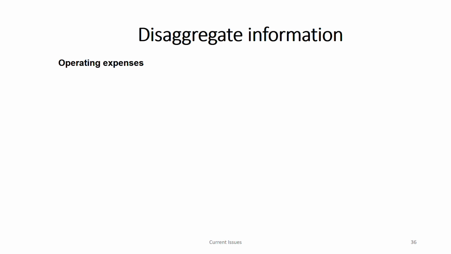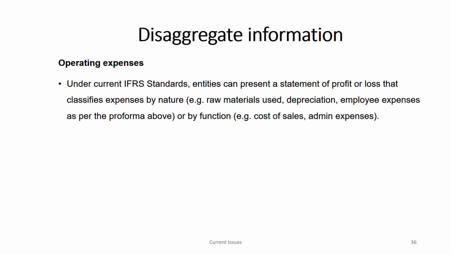One, operating expenses. Under operating expenses, you can disaggregate in two ways. One, by function, such as cost of sales, admin expenses, distribution expenses. Other, by nature, for example raw materials used, depreciation, employee expenses, because the nature is different, as in the pro forma above. So the illustration that I've shown you, the pro forma, was classifying the expenses by nature. Did you see? Depreciation, amortization, impairment, not admin expenses, cost of sales. It was not like that.